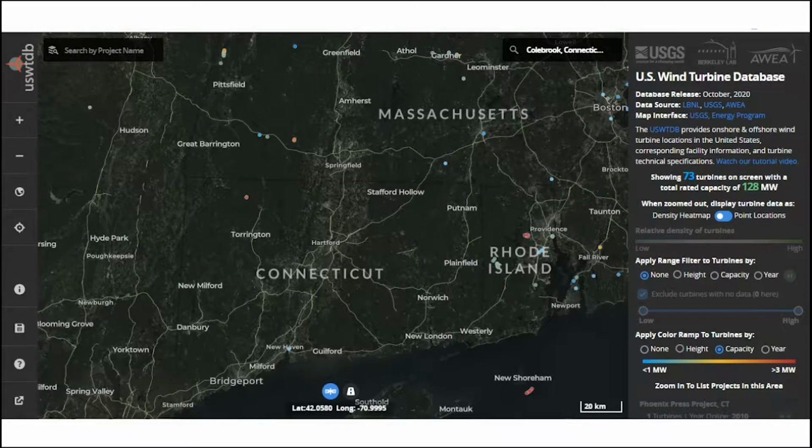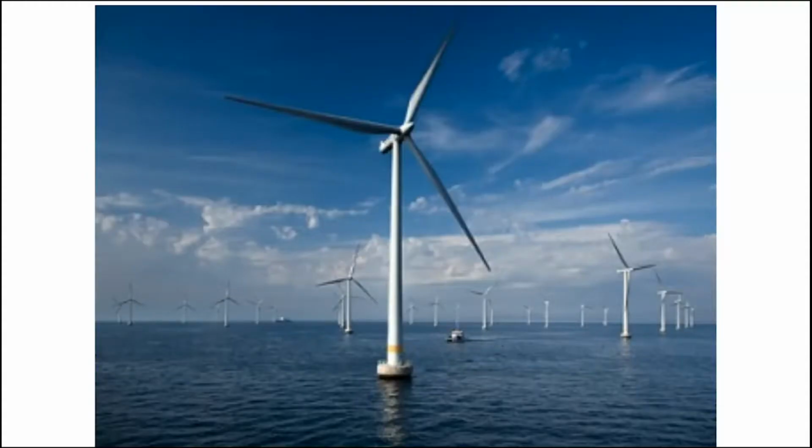This is the wind turbine database that was created by the United States Department of Energy Wind Energy Technologies Office, along with other partners. As you can see here, Connecticut's onshore utility-scale wind project consists of 2 turbines in the northwestern corner of the state. They went online in 2015. However, the state's best wind power potential is offshore, along the Long Island Sound coastline. There are plans to have turbines here by 2030.